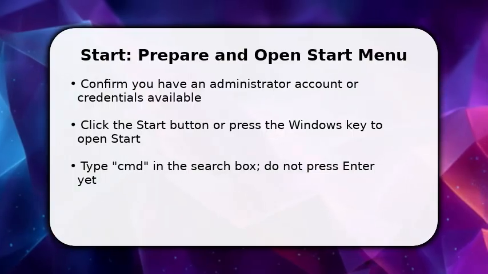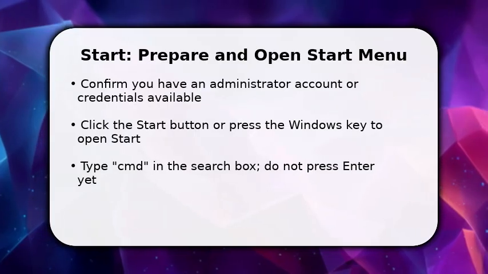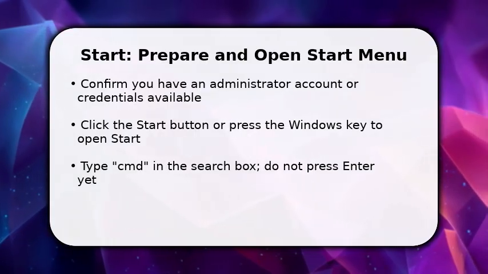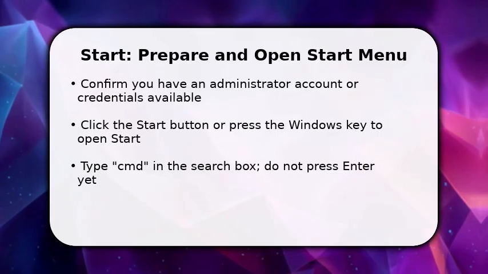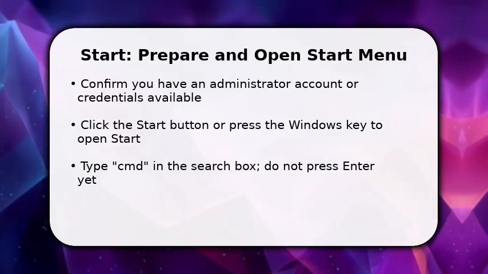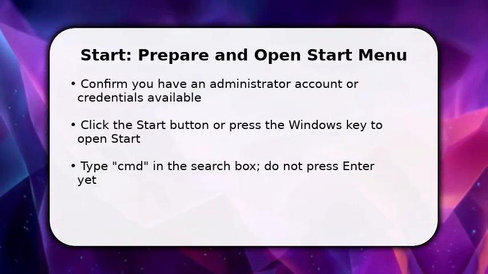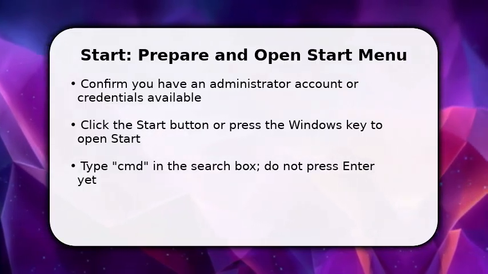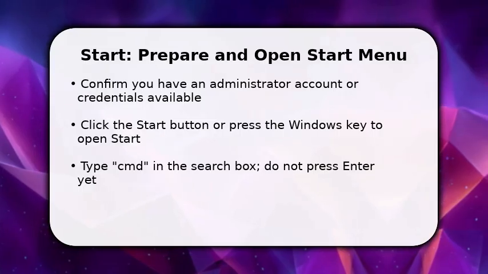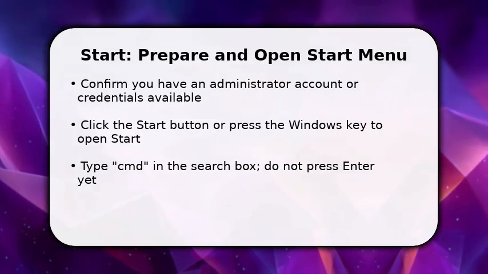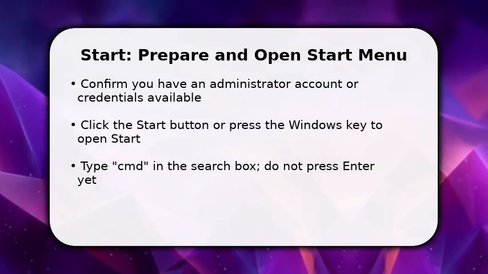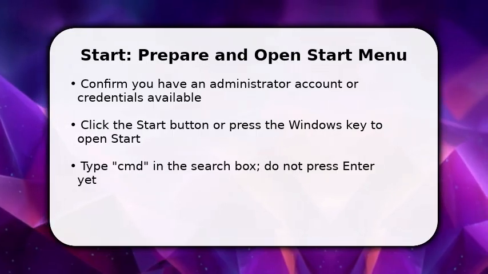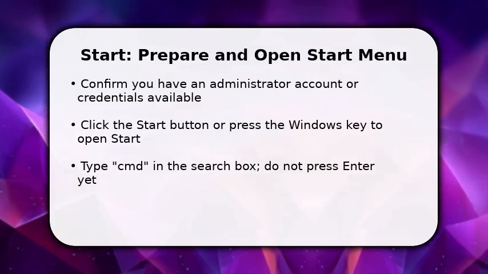You need an administrator account ready. Keep credentials nearby. Once done, press the Windows key or click Start to open the menu. Type CMD into the search field, but don't hit Enter yet because that opens a normal prompt. Make sure to focus on the app result labeled Command Prompt. This first step sets the correct target so you can elevate privileges explicitly. Skipping it often launches a non-administrative session and causes permission errors later.